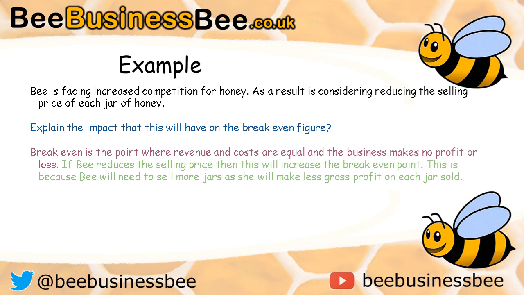I've made this a high level answer because I've explained using technical terms. This is because B will need to sell more jars as she'll make less gross profit on each jar sold. Now, I've used the term gross profit to show it's a technical answer. You'd probably get away with saying something like because she makes less on each item she sells, or she doesn't make as much profit on each item she sells. But I'm just trying to show you how you can make it a technical answer. Notice that there's nothing advanced about that. I'm answering the question by showing knowledge and explaining. Telling me why.